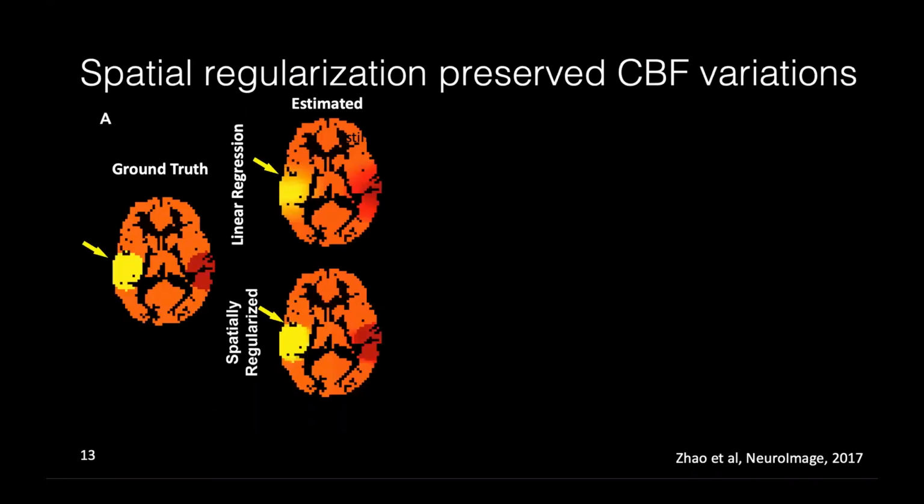We compared our method with the linear regression approach using simulations. Now, in the ground truth, we created regions with hypo and hyperperfusion and attempted to restore them using the partial volume correction techniques we developed. Now, if you look at the regions pointed to by the arrows, we can see that the linear regression technique caused blurring in the hyperperfusion region, while the spatially regularized technique was able to restore the full region of hyperperfusion.